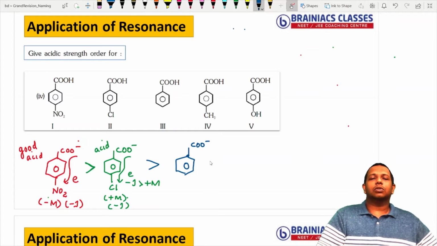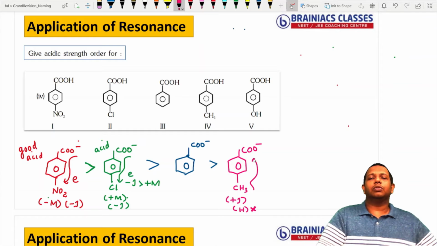Now comes the fourth one. In the fourth one, you have a CH3 group connected there. After donating the H plus, this will become CO minus, and you have CH3. So CH3 has what effect? Plus I effect and hyperconjugation. But here there is a minus charge, so hyperconjugation is not applicable. Through plus I effect, electron will move towards the minus charge. So charge density over here increases. So it will attract the H plus very fast. So it is a bad acid.